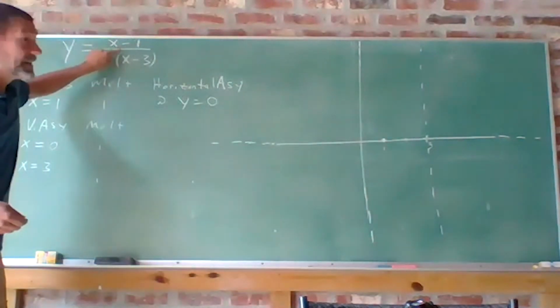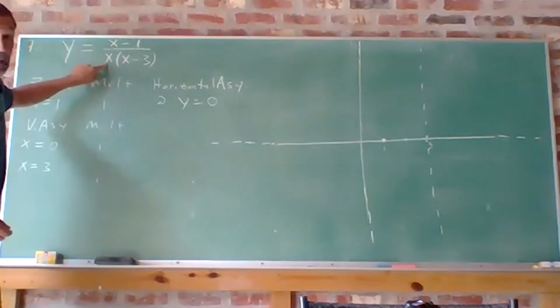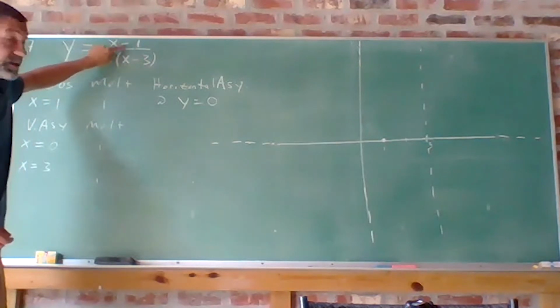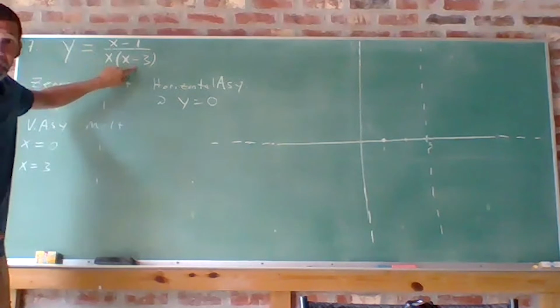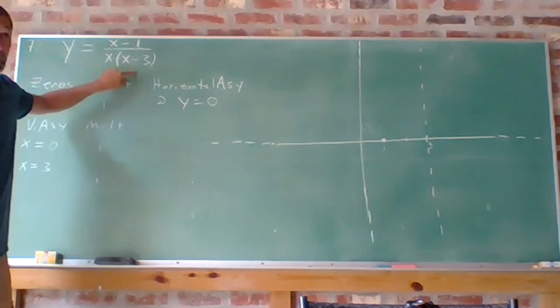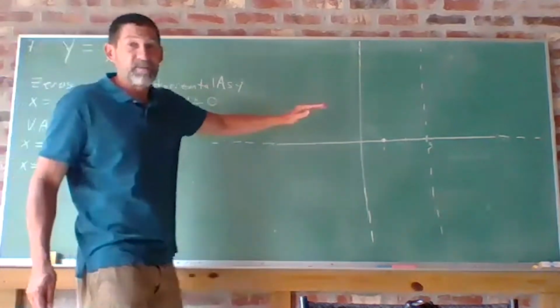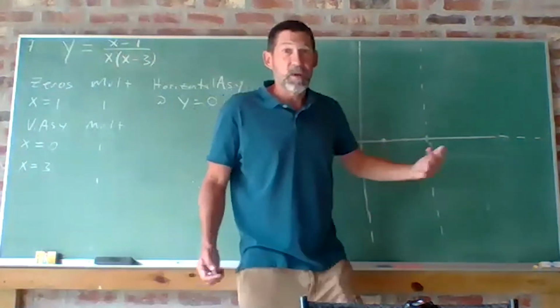100 minus 1 is 99. That's positive. 100 is positive. 100 minus 3 is 97. That's positive. So I end up with a positive number over a positive number times a positive number. Positive times positive is positive, positive divided by positive. So what have I learned? That when x is very large, the y value is positive. That's all I need to know. I'm ready to graph this thing.